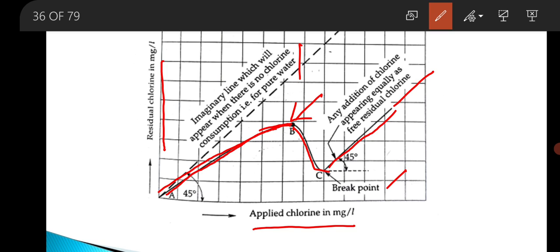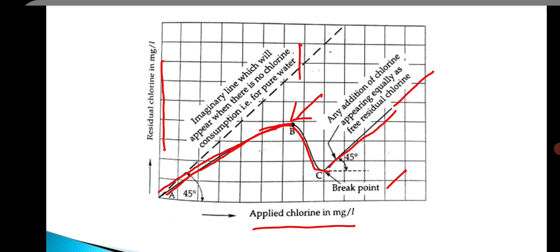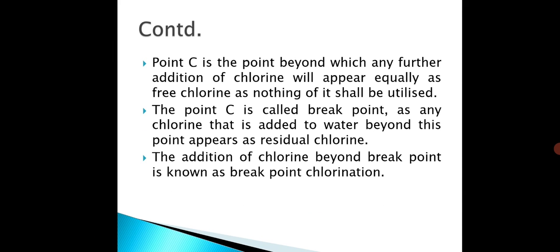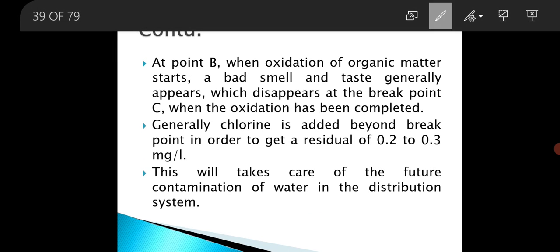It is a general practice to add chlorine beyond the breakpoint so as to ensure a residual of 0.2 to 0.3 milligram per liter. This residual of free chlorine appearing after the breakpoint is not easily removed, and therefore it takes care of the future recontamination of water in the distribution system.